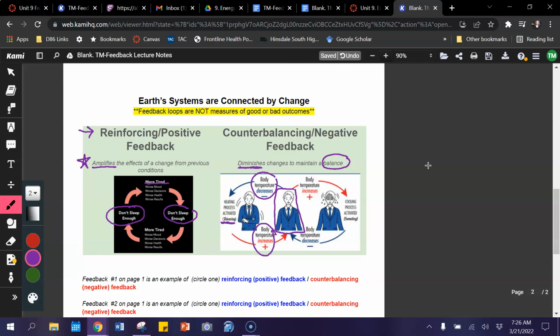So this is an example of counterbalancing or negative feedback. Our decrease in body temperature has been countered by an increase in body temperature.